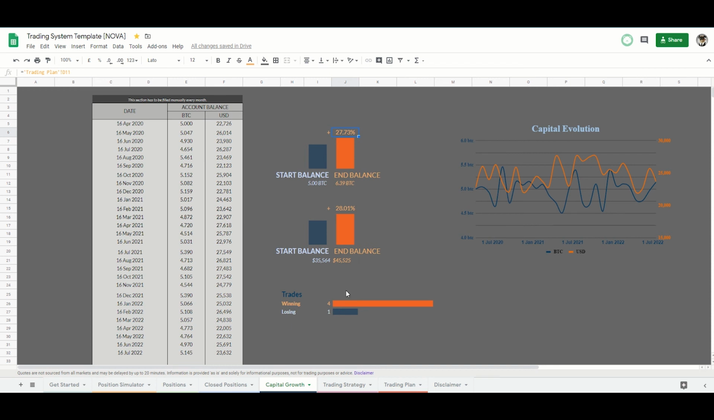Alright, so we did everything for this session. In the next video we'll study the trading strategy and the trading plan, and we won't forget to show you disclaimers because of the risks included in cryptocurrency trading.